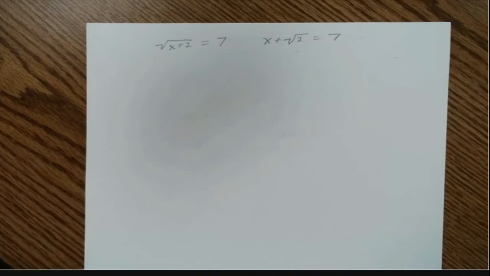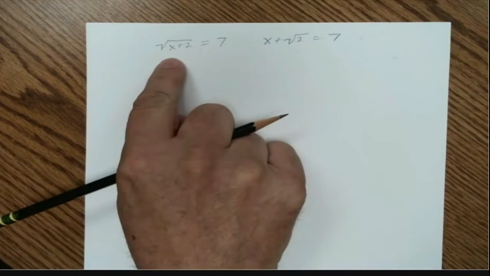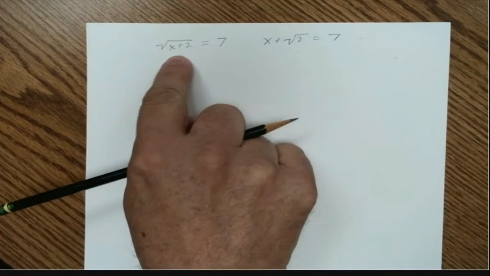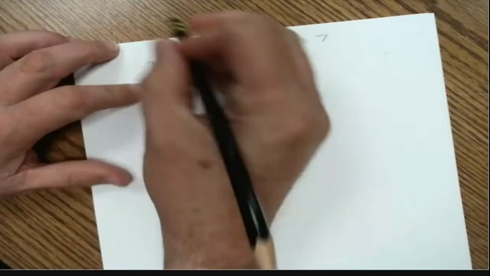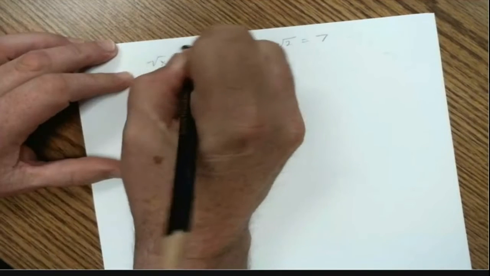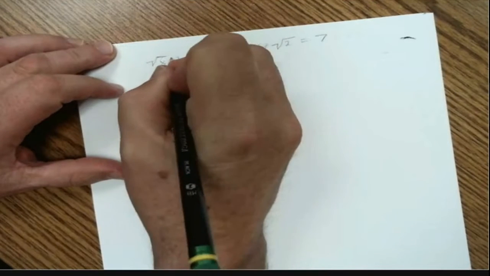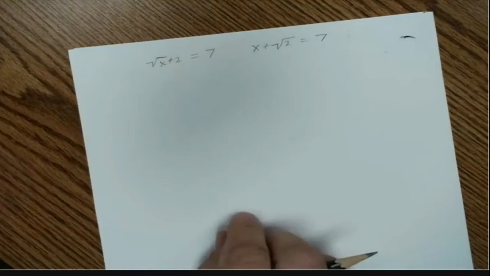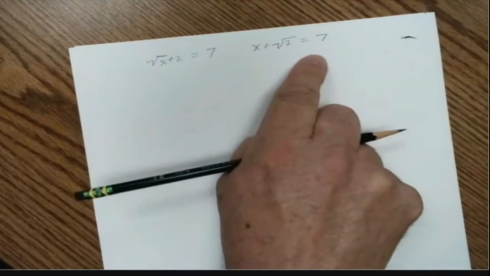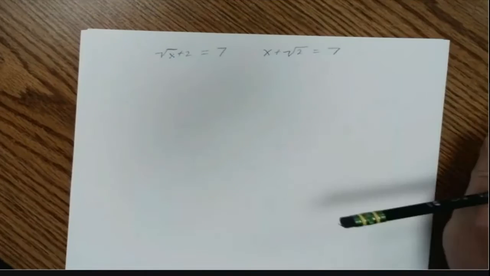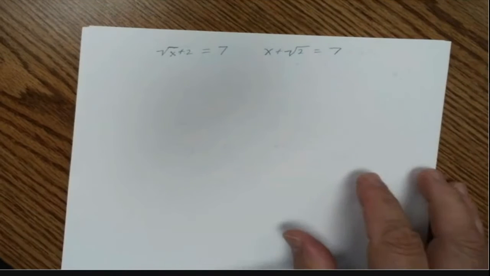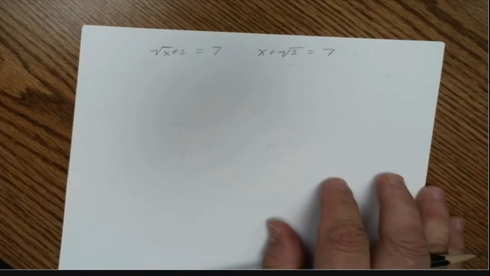Okay, I have two equations up here. The square root of x plus 2 equals 7, and x plus the square root of 2 equals 7. One of those is a radical equation. One of these is not a radical equation.